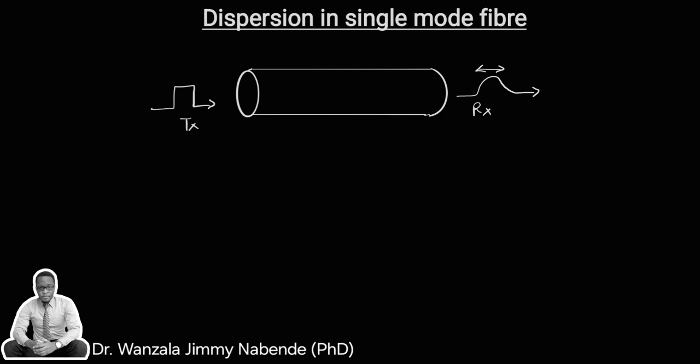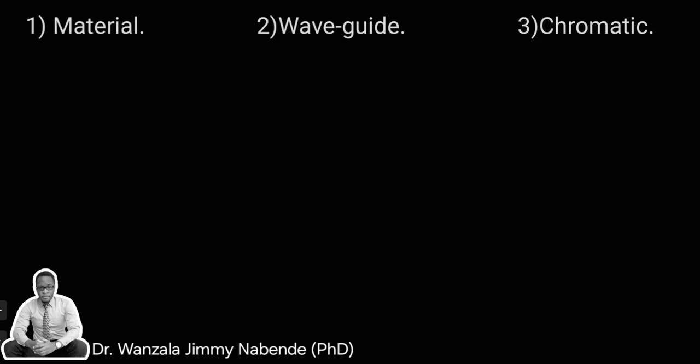Under dispersion, we are going to look at different aspects of dispersion. We have material, waveguide, and chromatic. So under material, we shall consider this prism. As white light passes through the prism, remember, a prism has a refractive index, and the refractive index is wavelength dependent.